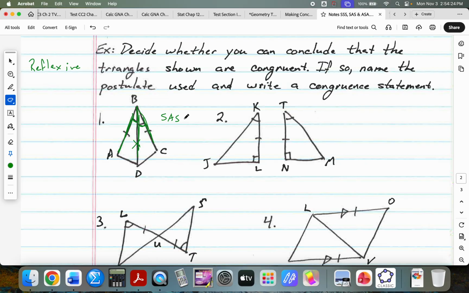The congruence statement, which you're not going to have to do on at least the first part of tonight's homework, you can name the first triangle anything you want. I'm going to call it ABD.